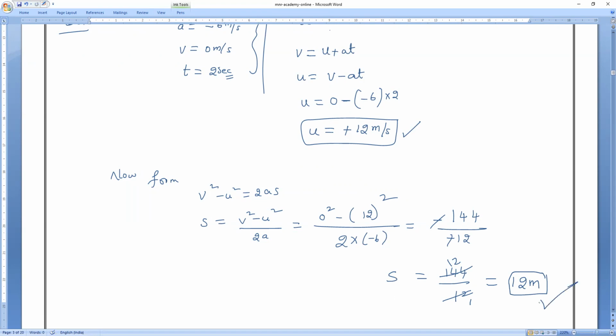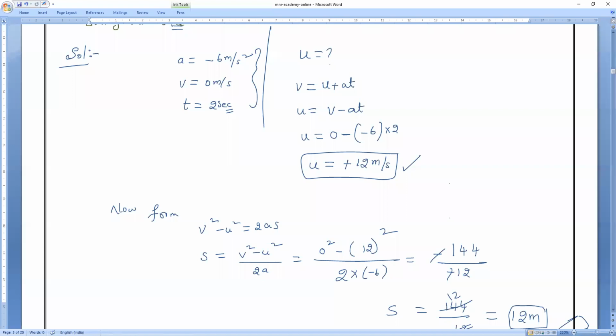Clear? Solve it now, two minutes time. Make it fast, everybody. Slowly, neatly solve. Do it now. Do you all understand why we should find the initial velocity here? Without initial velocity, we can't progress the sum, sir. Very good. Without knowing the initial velocity, you cannot find the distance. Is it okay, guys?